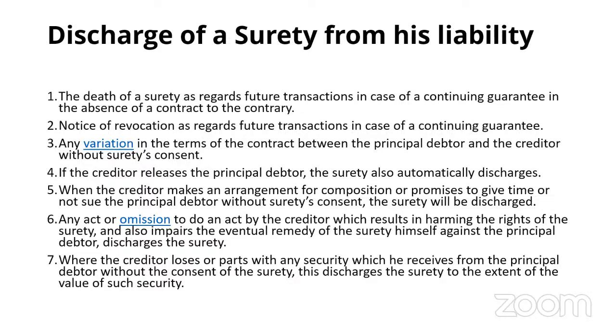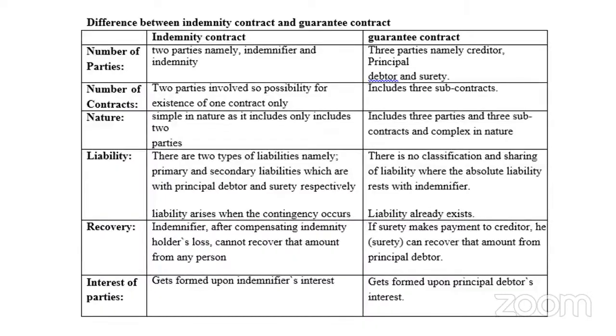Right? Any act or omission to do an act by the creditor which results in harming the rights of the surety. If the creditor does something because of which the surety's rights are affected, then also the surety is discharged from his liability. And also, whatever was given as security, if the creditor for some reason loses that security or a part of that security, then also the surety is discharged from his liability.